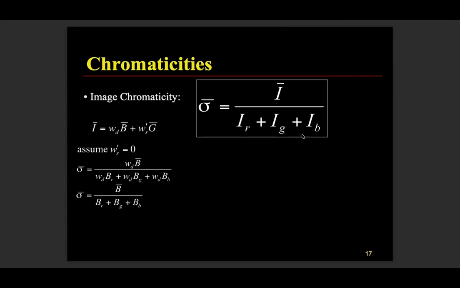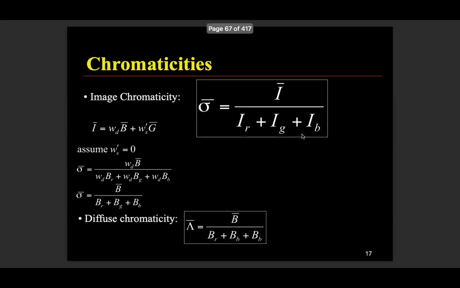Then sigma actually depends on the chromaticity, which captures the color of the diffuse pixels. So B here is the diffuse color, right? And if you normalize, then it is the diffuse chromaticity, or diffuse color. So that's called diffuse chromaticity. And let's say we define this diffuse chromaticity as lambda. So this is lambda. Lambda is a diffuse chromaticity. It's the same as sigma, but sigma for diffuse component or diffuse reflection.